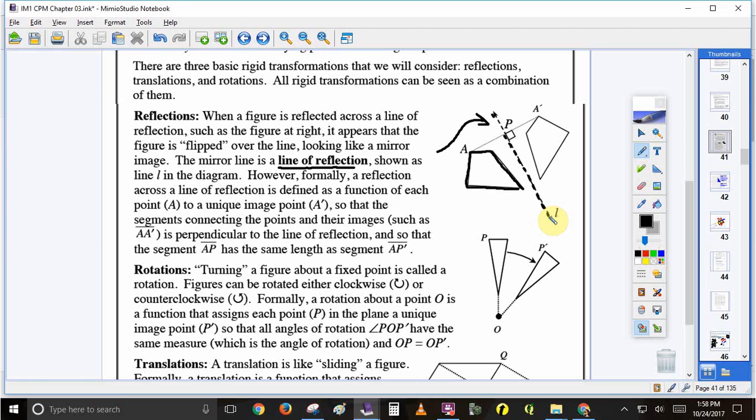However, formally, a reflection across a line of reflection is defined as a function of each point A to a unique image point A prime, so that the segment connecting the points and their images, such as AA prime, is perpendicular to the line of reflection, and so that the segment AP has the same length as segment AP prime. Well, that's a lot of words.